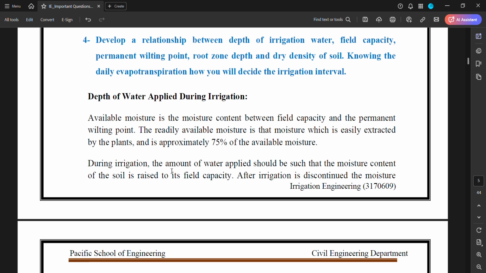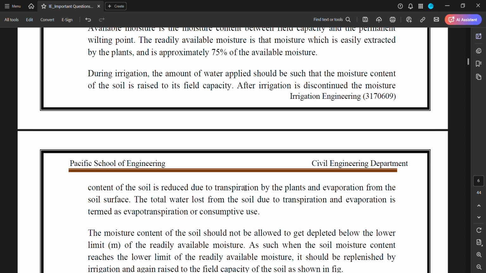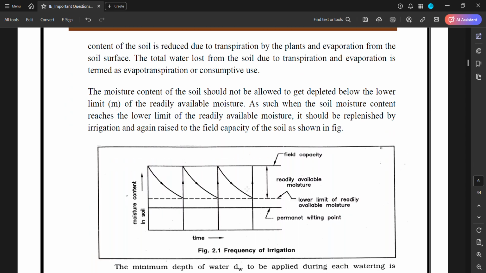During irrigation, the amount of water applied should be such that the moisture content of the soil is raised to its field capacity. After irrigation is discontinued, the moisture content of the soil is reduced due to transpiration by the plants and evaporation from the soil surface. The total water lost from the soil due to transpiration and evaporation is termed as evapotranspiration or consumptive use.